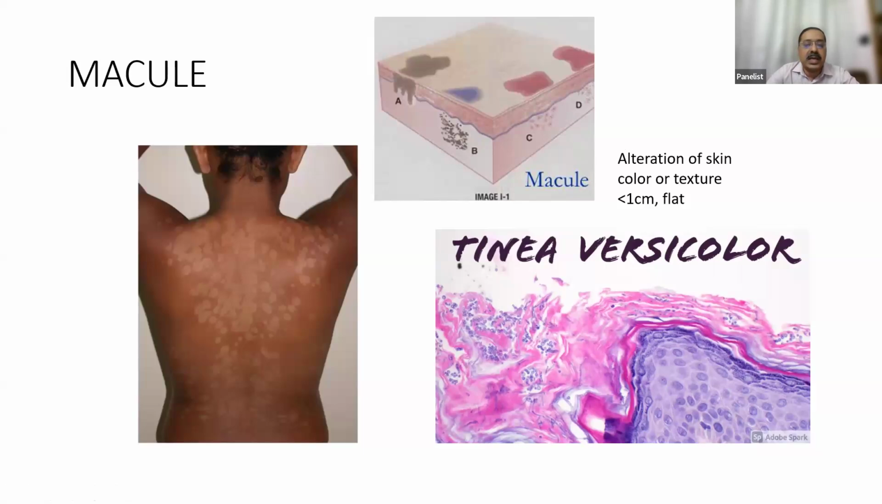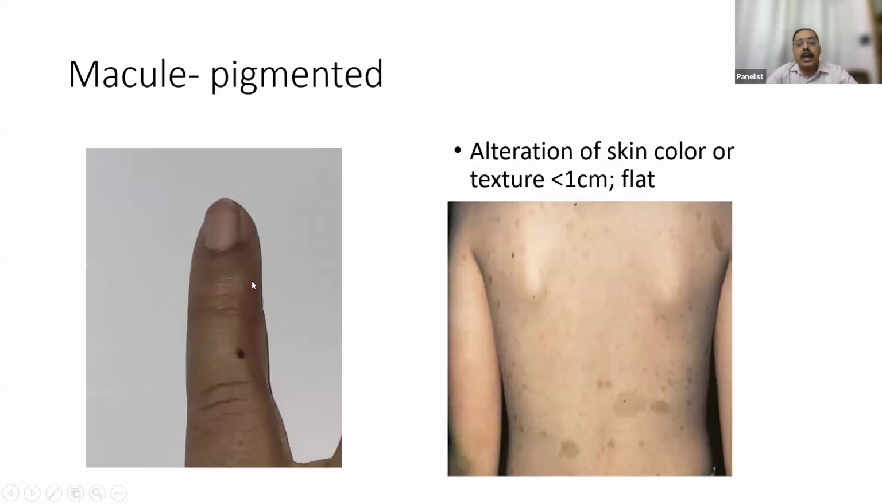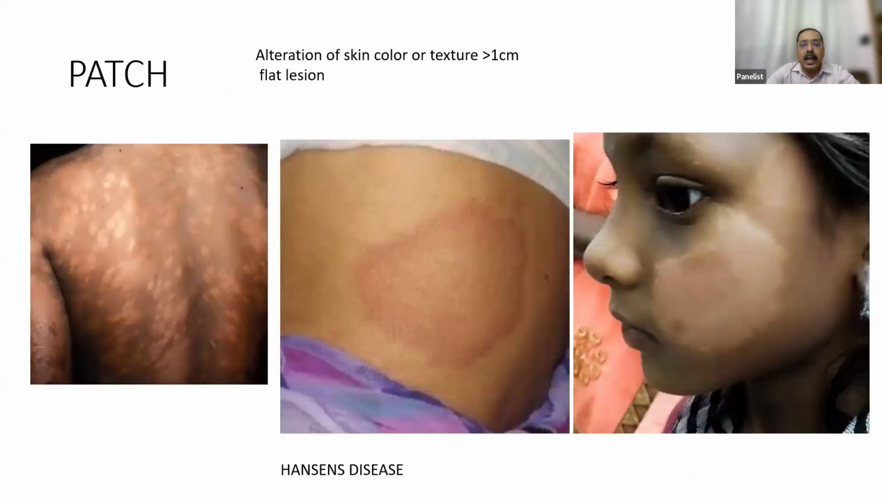So tinea versicolor is a classic example, and these macules can actually join together to form larger lesions, and that is when they're called patches. So the smallest one would be a macule less than 1 centimeter, and when they join, they become a patch. This is a pigmented macule. There I showed a hypopigmented macule, and this is a pigmented macule, a nevus, and this is a cafe au lait macule, which is usually seen in neurofibromatosis. And multiple macules may be seen, which may be giving us a clue that it is probably neurofibromatosis.